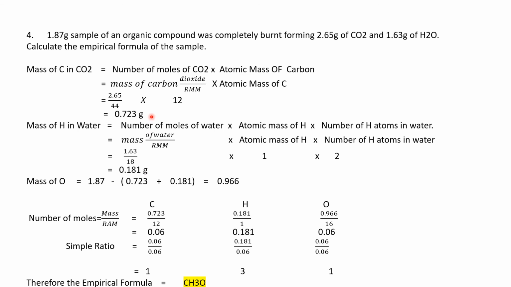So knowing the mass of carbon and the mass of hydrogen, we can calculate the mass of oxygen. Mass of oxygen is equal to 1.87 minus the sum of these two elements, which is equal to 0.966. So knowing the mass of carbon, hydrogen, and oxygen, we have to calculate the number of moles, then the simple ratio. After calculating the simple ratio, the empirical formula comes to CH3O.